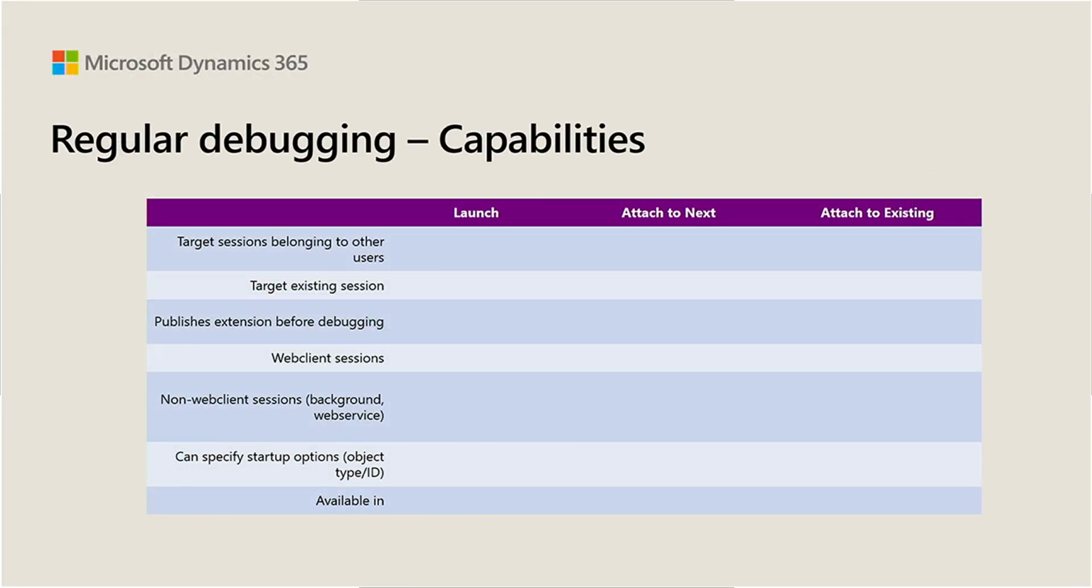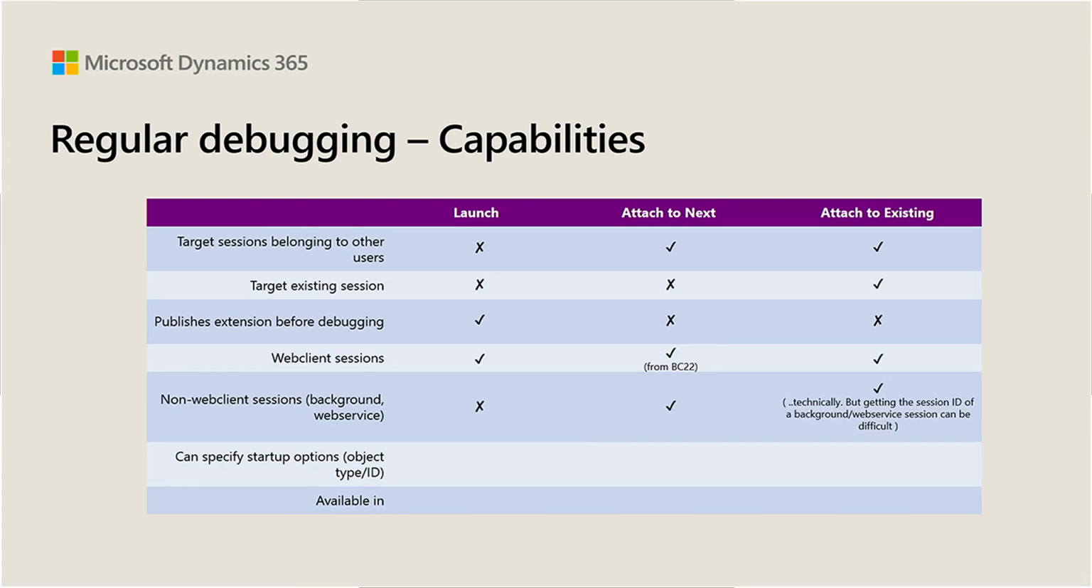All right, so again, these three different types of debugging session also have different capabilities. If you want to target a session belonging to another user, then you use attach to next or attach to existing. If you want to target an existing session, then use attach to existing. If you want to publish the extension before debugging, this is only possible with launch debugging. You can debug web client sessions with all the different types, and this is something also new for attach to next.